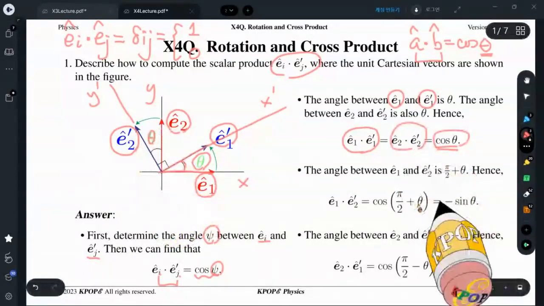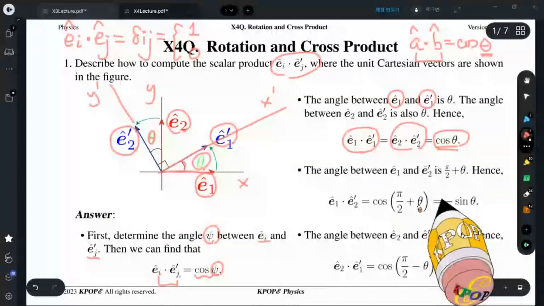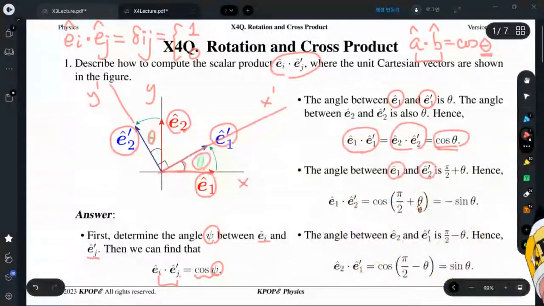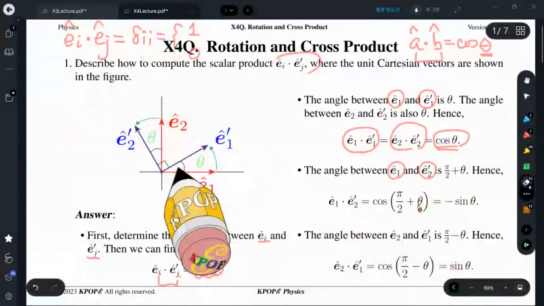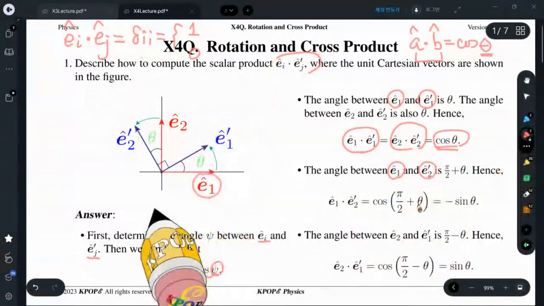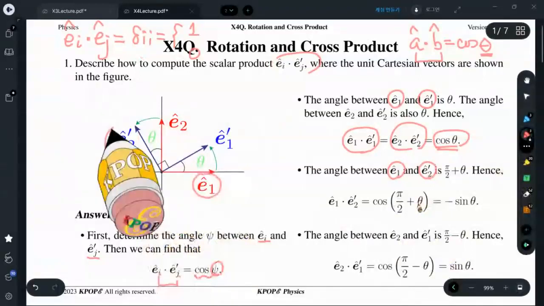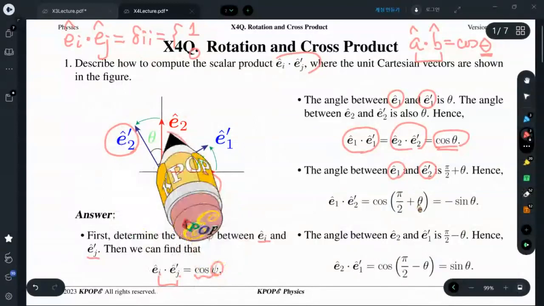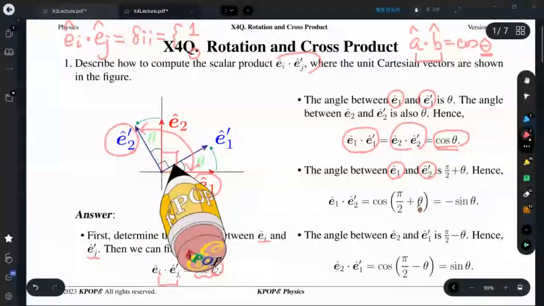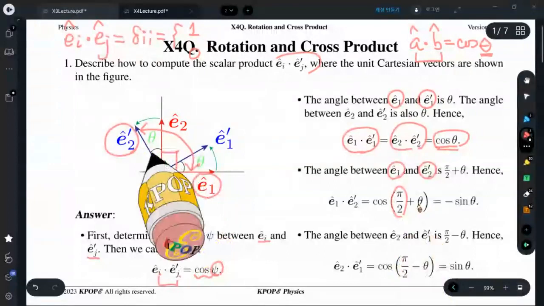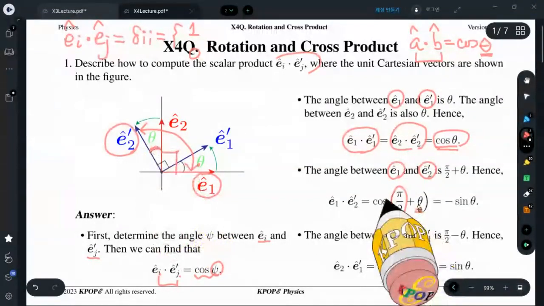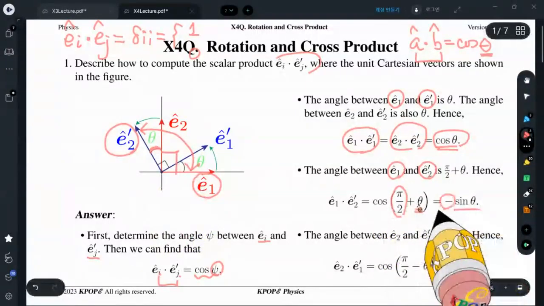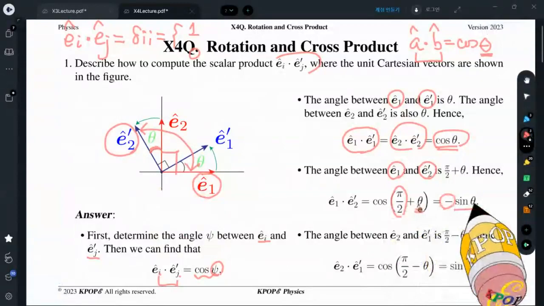Okay? Next, we consider the angle between e1 and e2 prime. Where is e1? e1 is here. e2 prime is here. We have a right angle, and the angle between these two is half of pi plus theta. Cosine of half of pi plus theta is a sine, negative, so minus sine, okay?